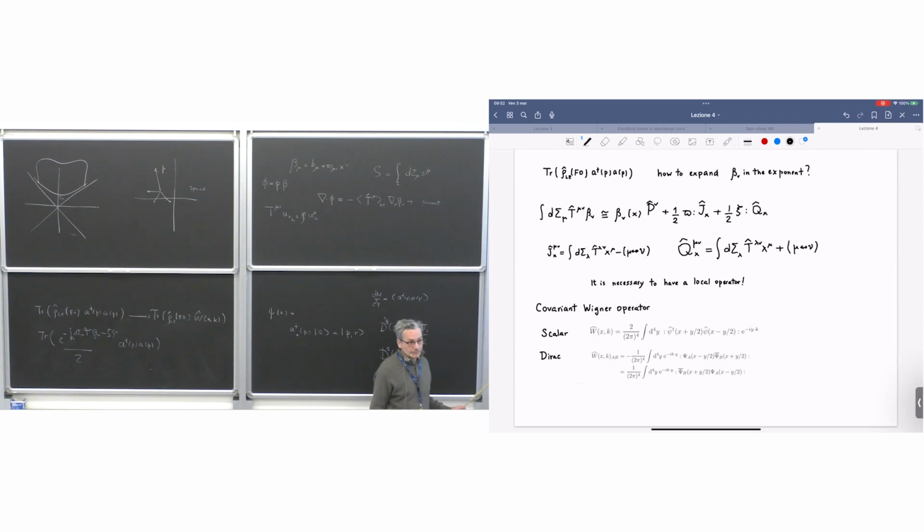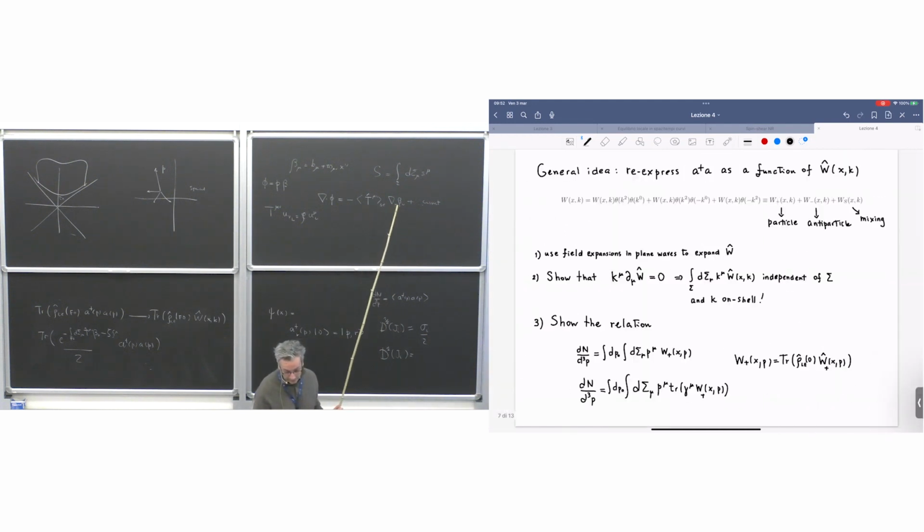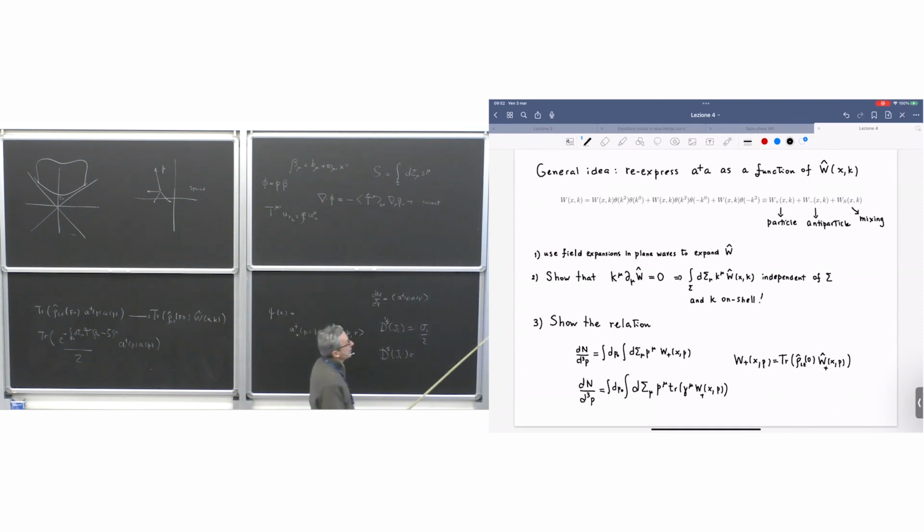Okay, from this formula, nothing tells you that this K is on shell. Not even if you plug in here the expansion of the fields. So K is not an on-shell vector. However, you can split the covariant Wigner function, expectation value, or even the operator, into three parts.